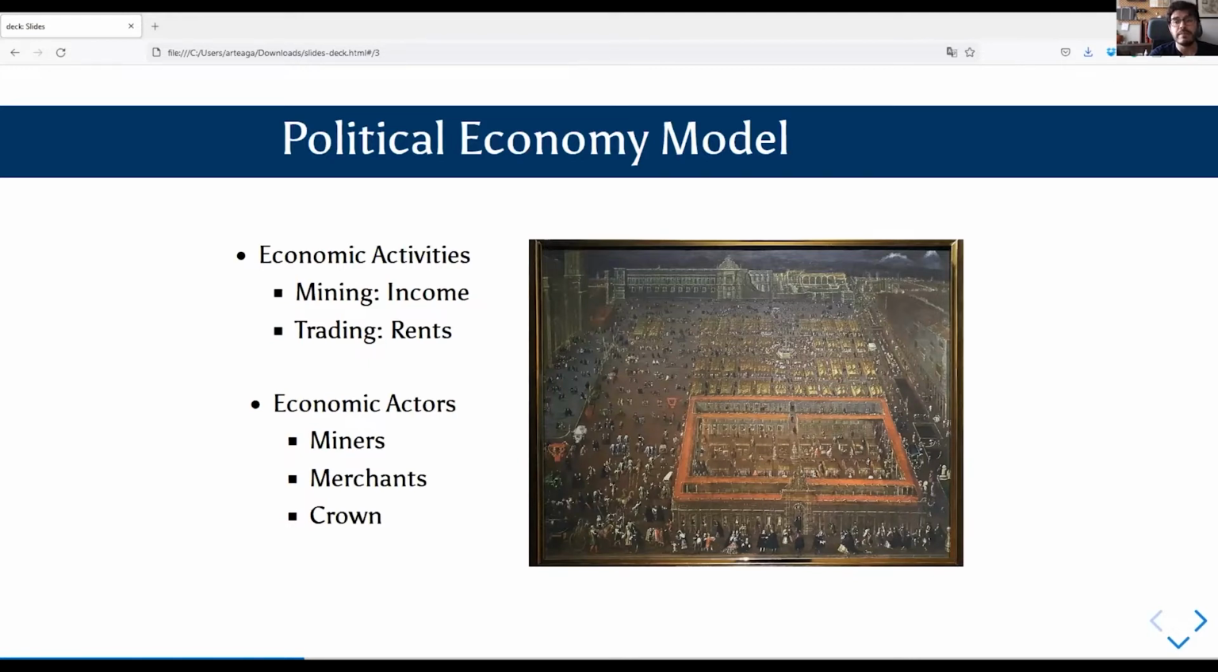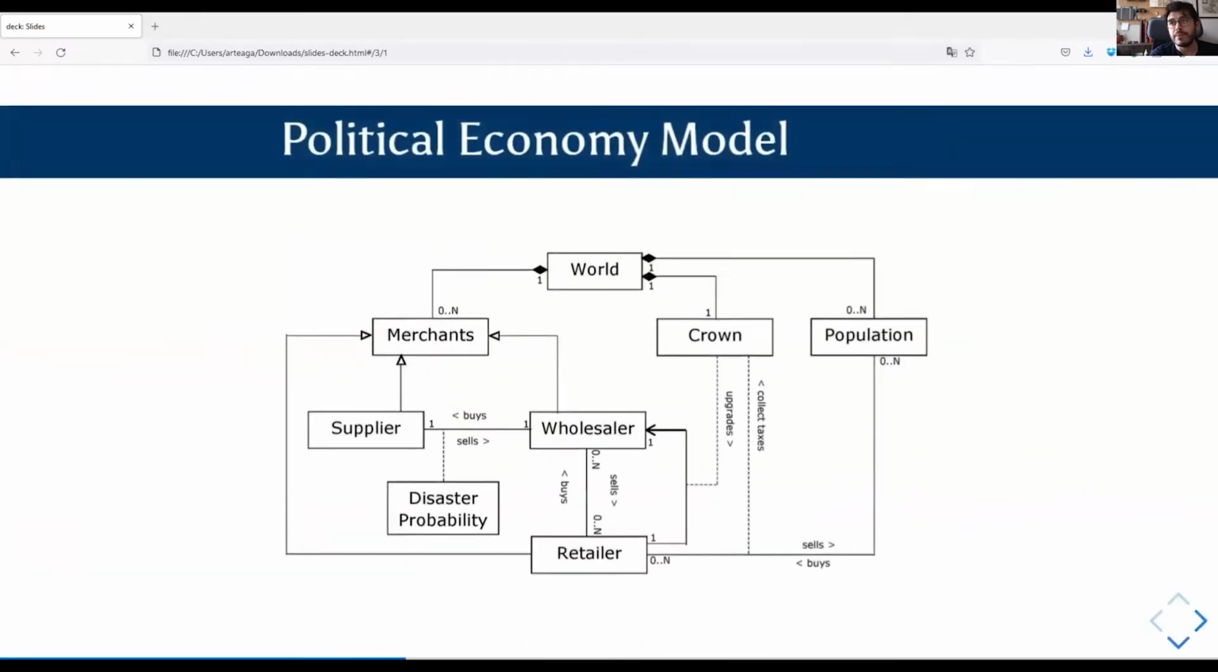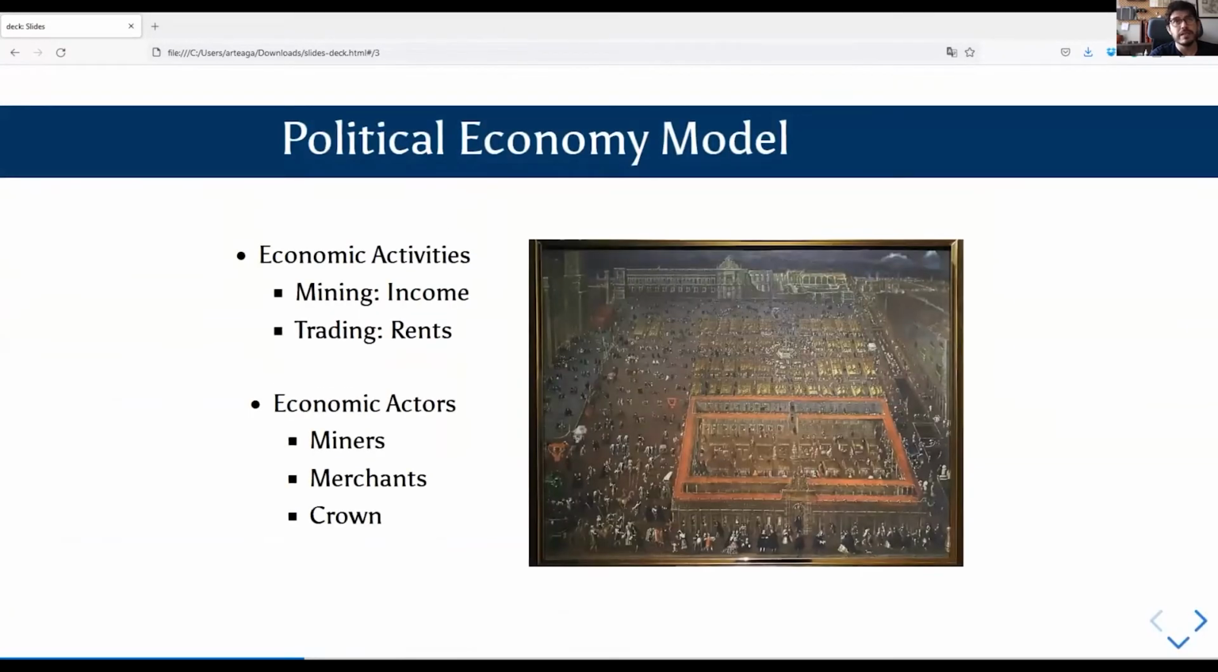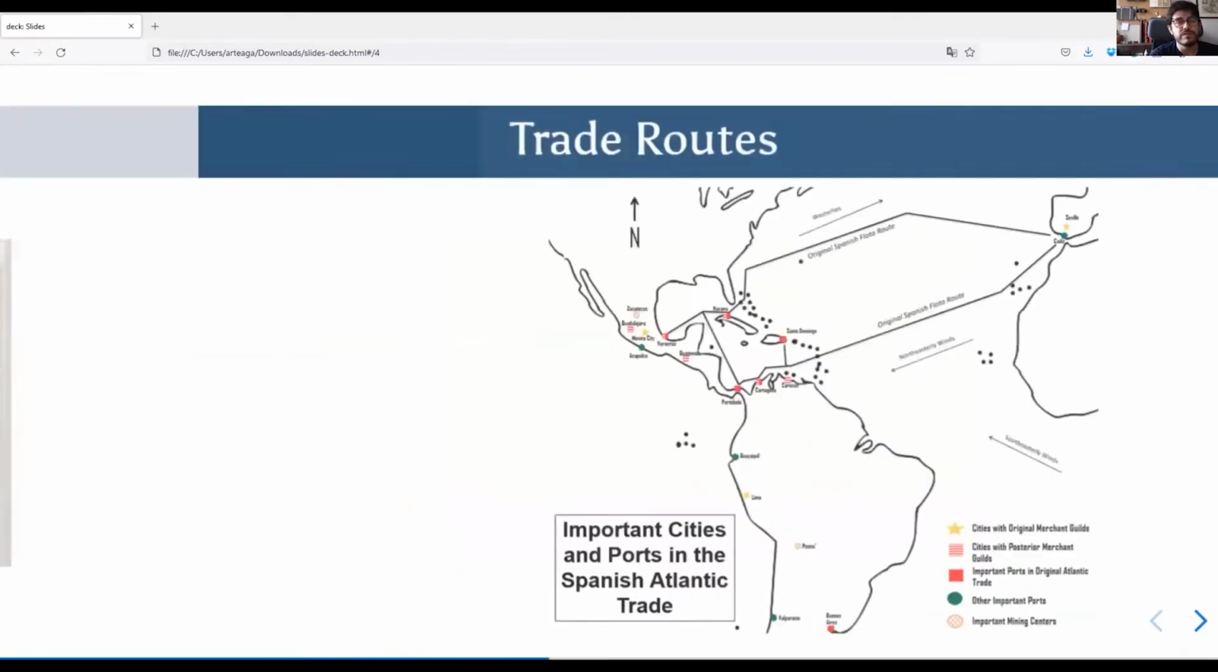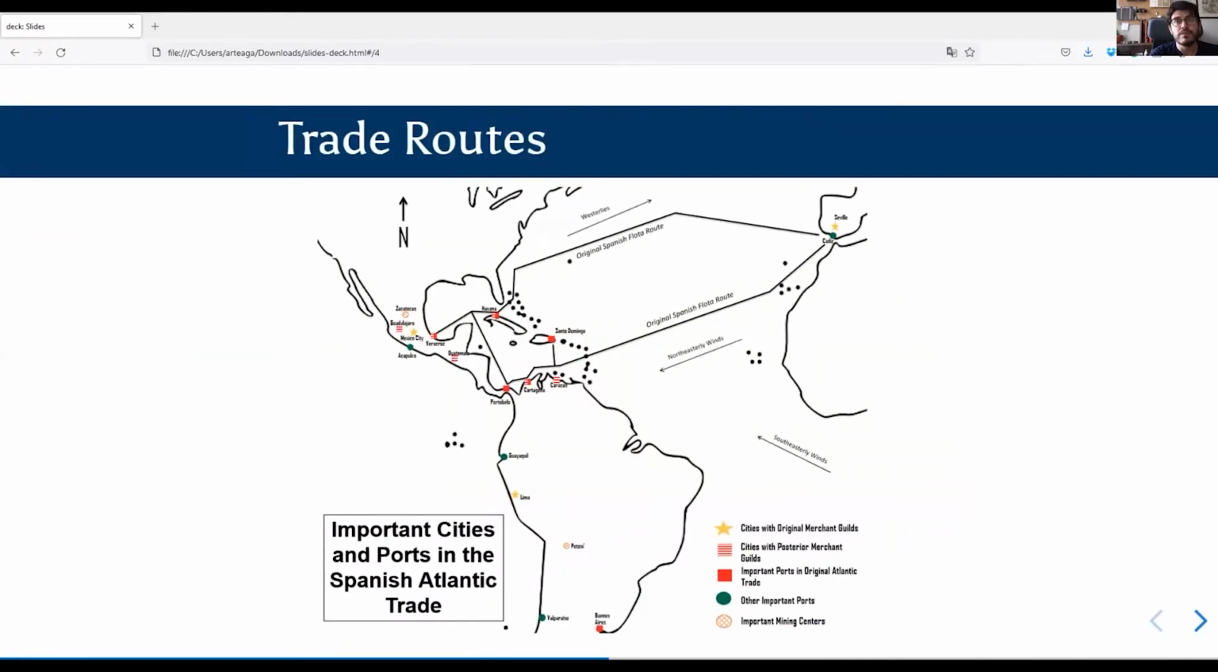So in my model I have three key actors: miners, merchants, and the crown, which plays a middling role, as I previously said, between trying to, of course, collect tax out of giving these privileges, but also providing a kind of arbitrage between the different actors involved in the trade. I provide a model in my paper that tries to replicate the way in which this occurred. I will skip it for now for brevity.